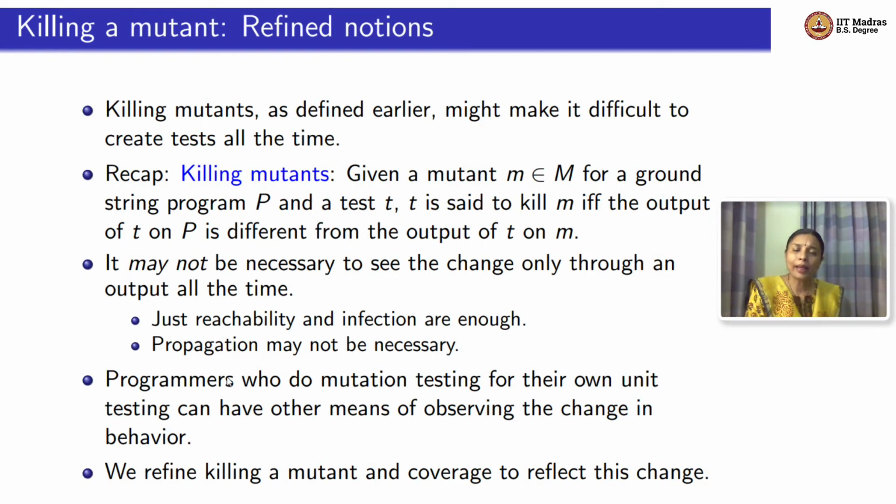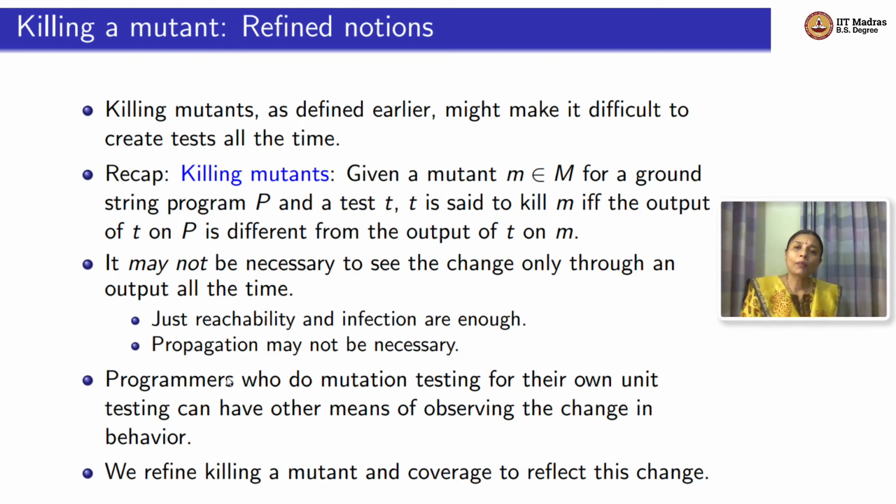So now let's come back and look at the notion of killing a mutant. When do we say that a mutant is killed? If I am able to take a test case, execute the ground string on that test case, and execute the mutant on the same test case, and the output produced by the ground string on that test case is different from the output produced by the mutant on the test case.